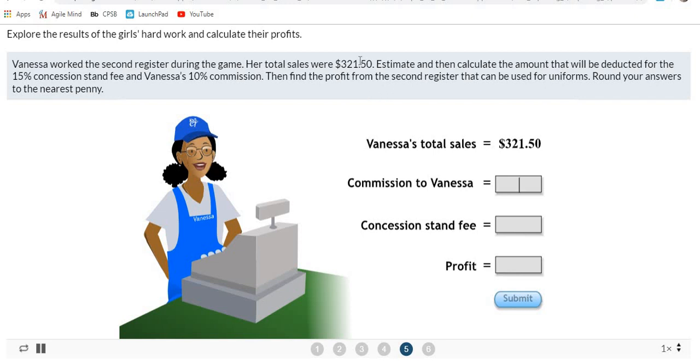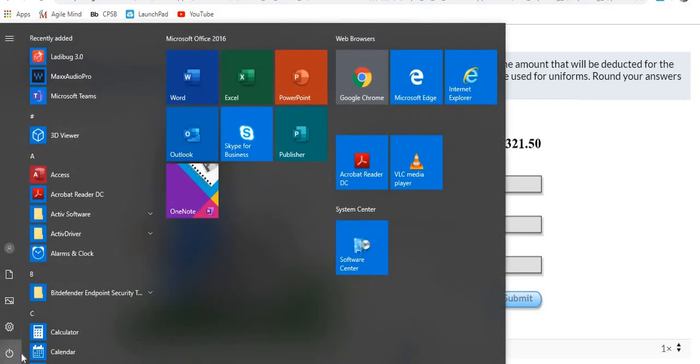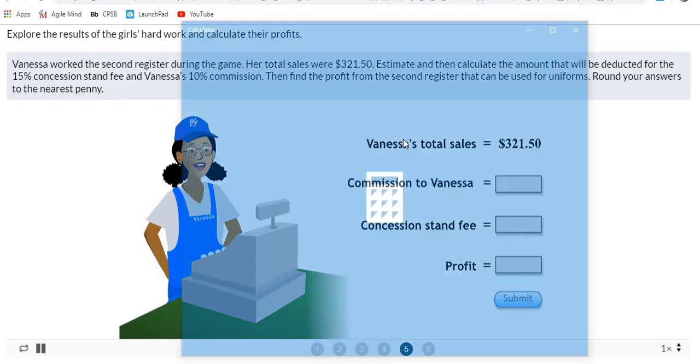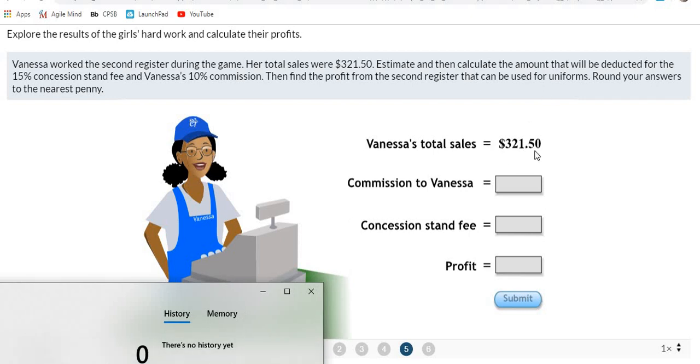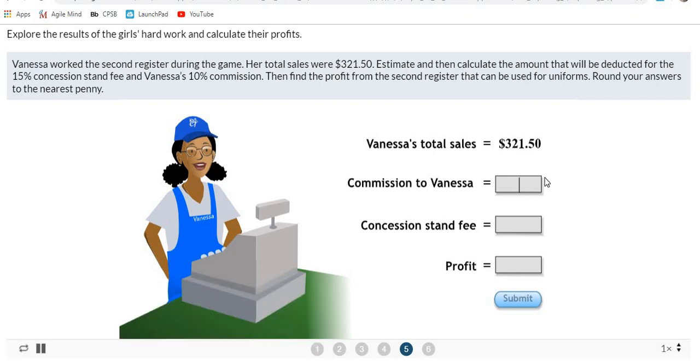So this is going along with your book. And for some reason, they put these in different orders than what your book does. So I'm first looking at problem 2 in your book. Problem 2 should talk about the commission for Vanessa. And commission for Vanessa is 10%. So I could get my calculator or set up a proportion and see what 10% is. Or I could do my 10% trick. I know 10% of this, I move the decimal forward one spot. So 10% would have to be $32.15.